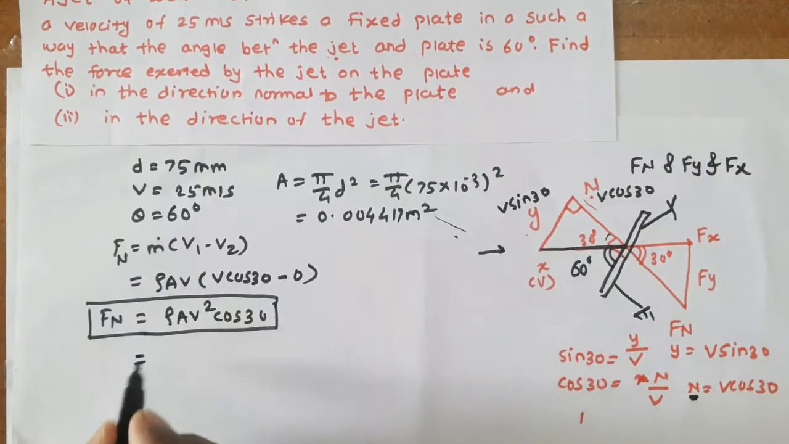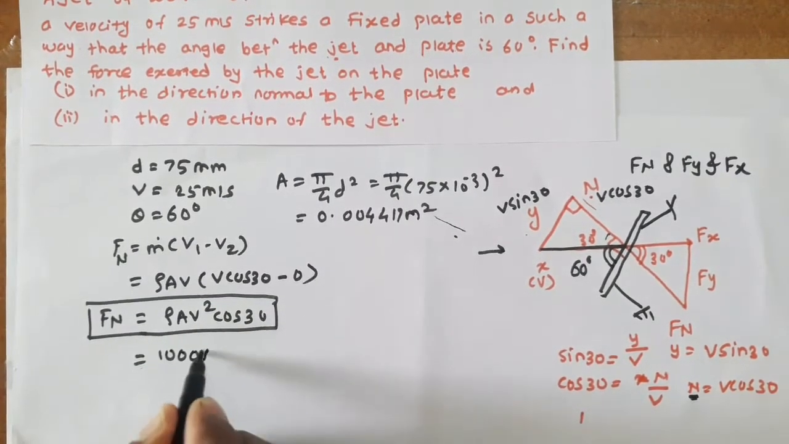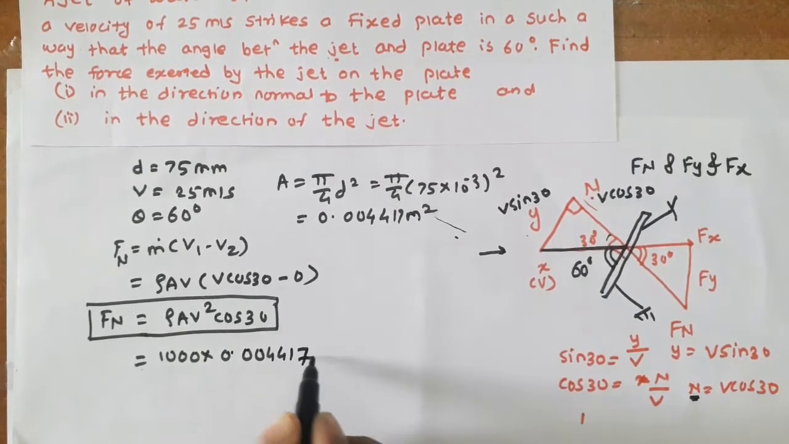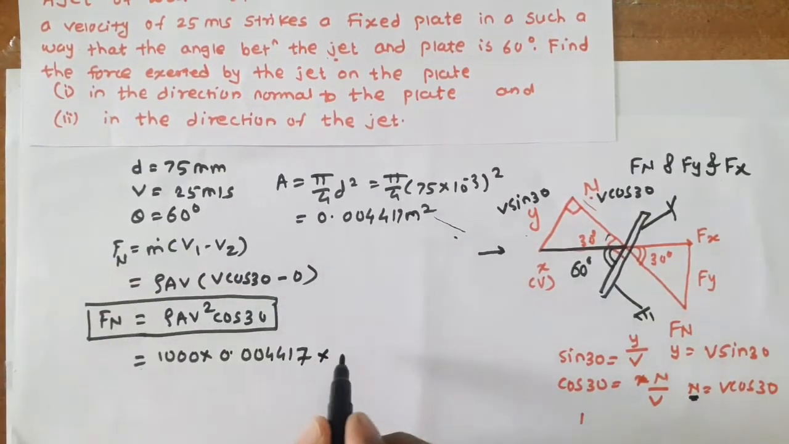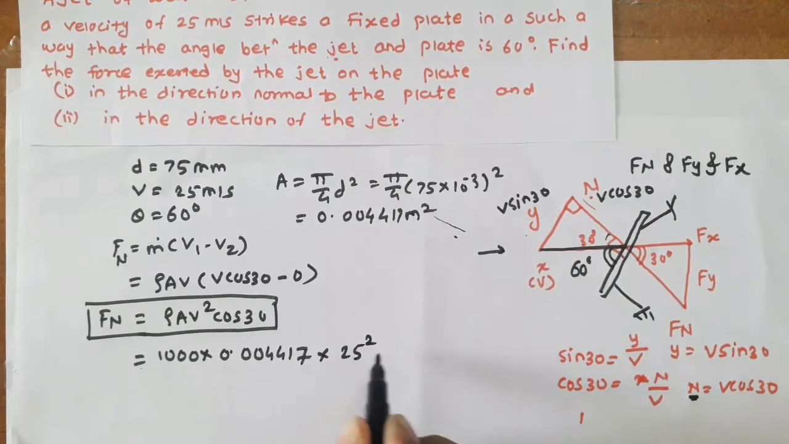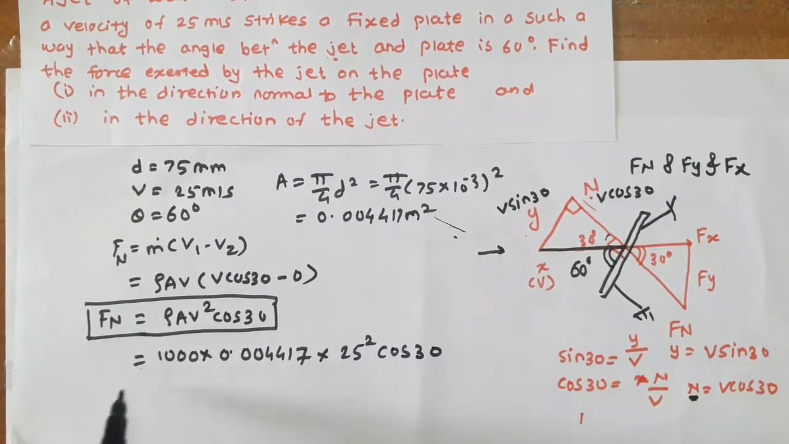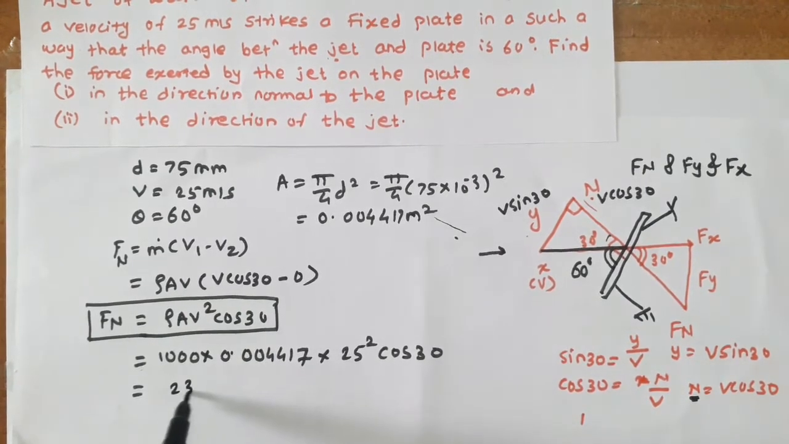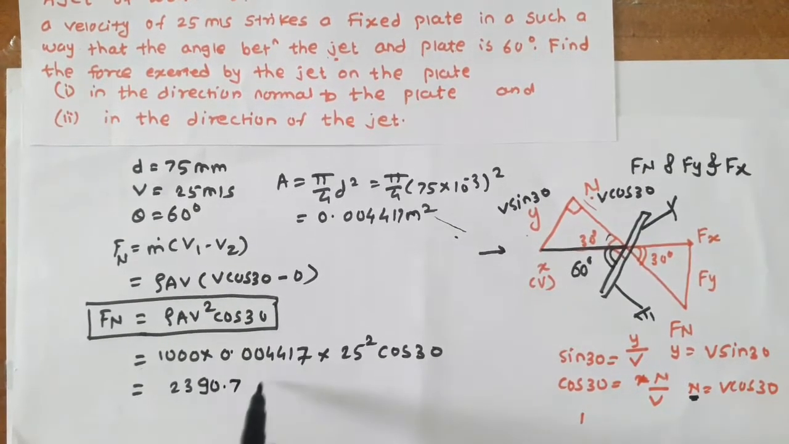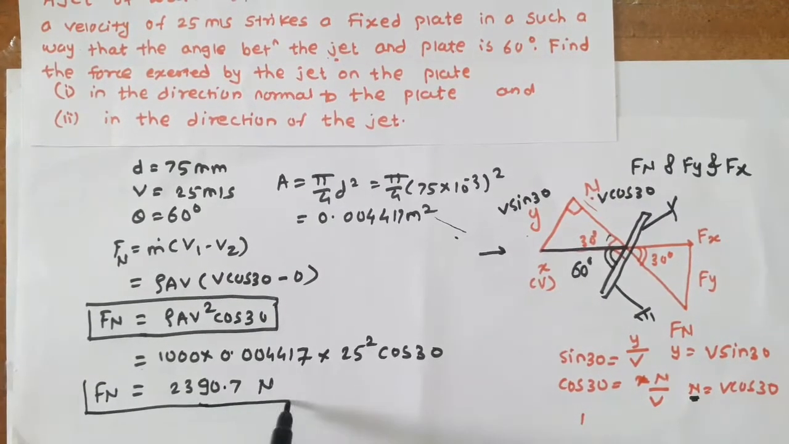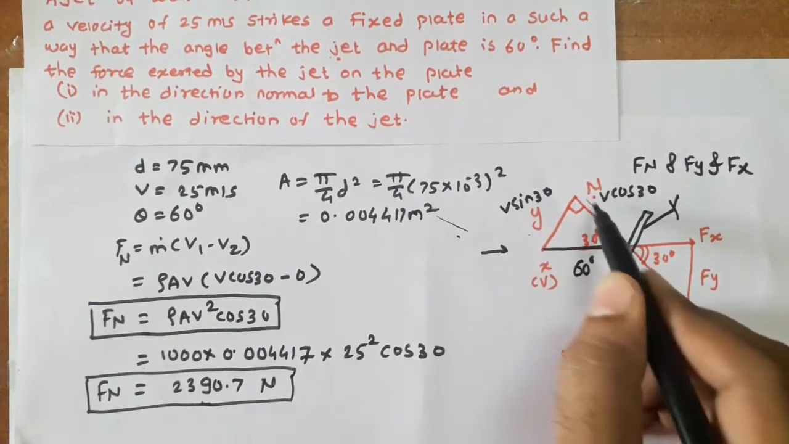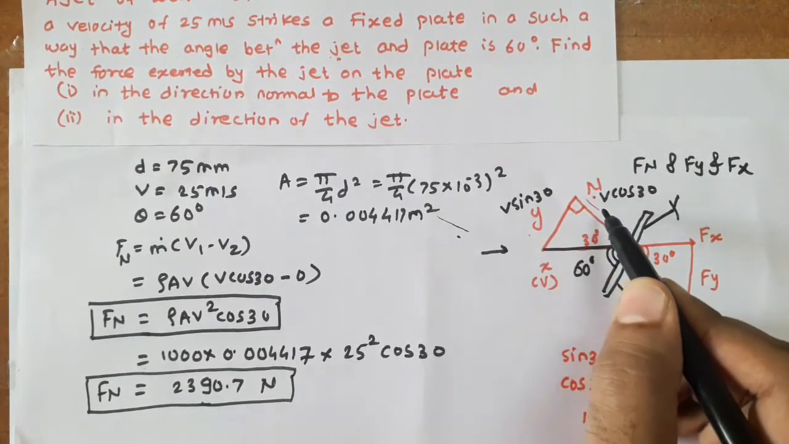Now put in all these values. Density is 1000, area is 0.004417, velocity of jet is 25 squared, and cos 30. Put all these values in this equation and simplify. We will get 2390.7 Newton, because the force unit is Newton. So friends, this is the Fn force, the force exerted along the n direction.